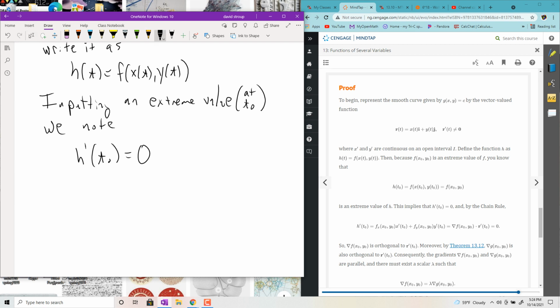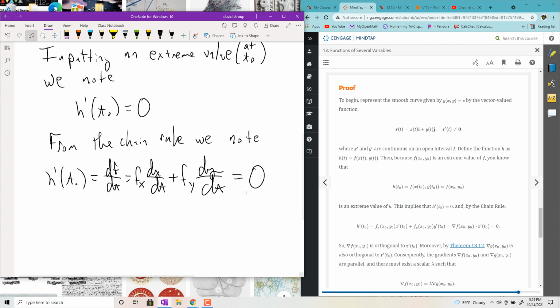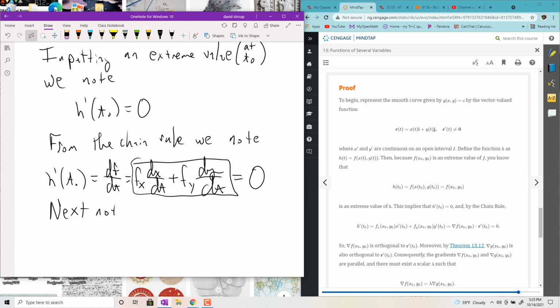From what we learned about the chain rule, we also note h prime of t sub 0 will equal the derivative of f with respect to t, which, from the chain rule, is the partial derivative of f with respect to x times dx/dt, plus the partial derivative of f with respect to y times dy/dt. And from above, that also will equal 0. Next, note this f_x dx/dt plus f_y dy/dt is just a dot product of the gradient of f and the derivative of r of t.